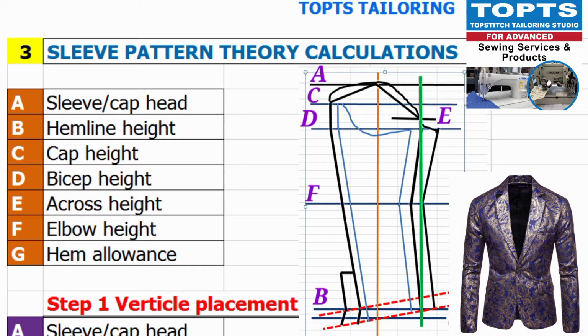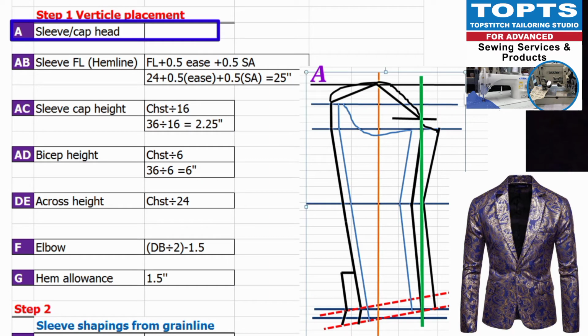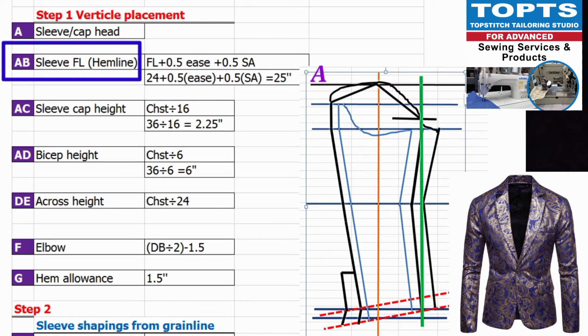Now we are going to determine how to place these, how to distance them from each other, that is placing them vertically. So now we are going to go to line A. Line A, it's intact. Just draw a straight line at the top of your pattern paper. Then we're going to line B. From line A to line B, this is the sleeve full length. How do you get the sleeve full length?